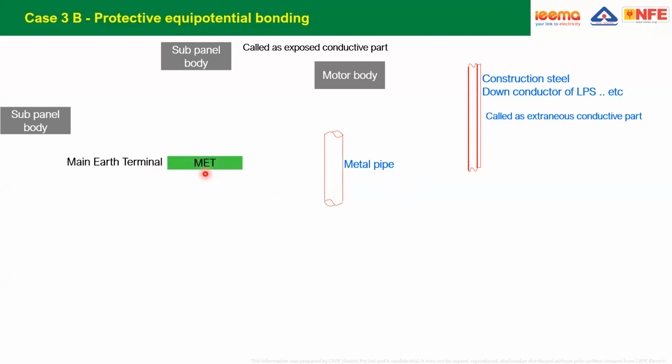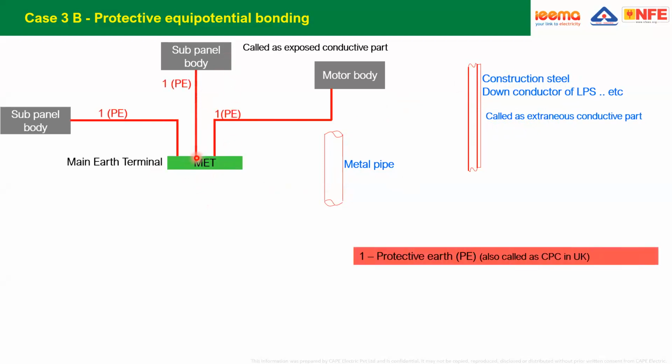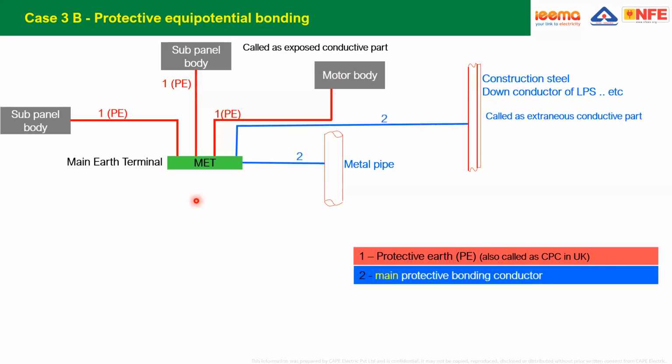You have an MET in your building, meaning a common bus bar. The exposed conductive parts are connected to the bus bar, and this is called protective earthing. Sometimes in other countries, it's also called circuit protective conductors. Basically, all the exposed conductive parts are connected to MET. All the extraneous conductive parts are also connected to MET. This is called protective bonding. So protective earthing is number 1, protective bonding is number 2.